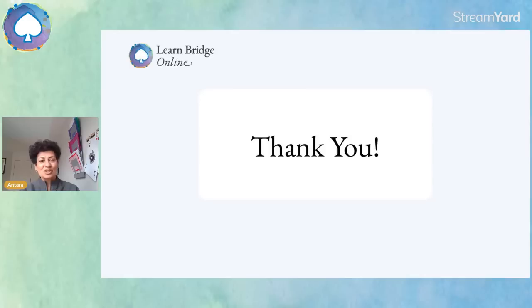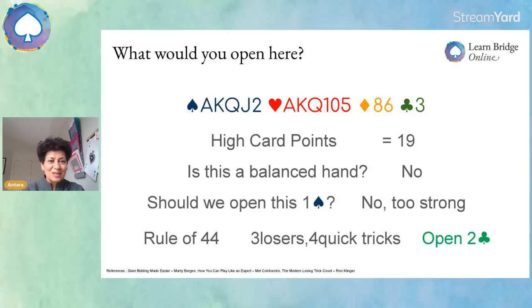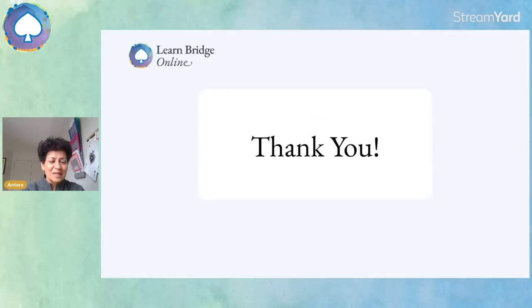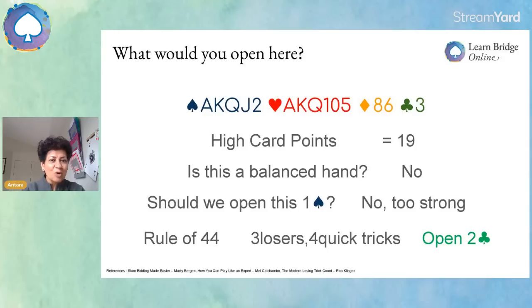Going back to our original example now. What should we be opening this particular hand? We have 19 high card points. Is this a balanced hand? 5-5-2-1? Not really, not with a small singleton here. So we're going to say no. Should we open this one spade? Don't think so. It's a bit too strong. So we're going to see if it complies with the rule of 44.